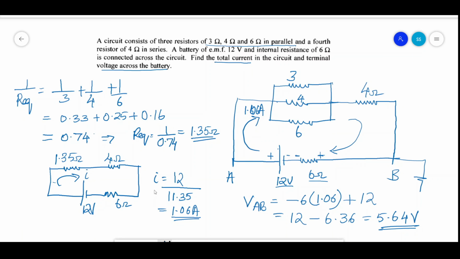So we have got two answers now. That is, the total current taken by the circuit is equal to 1.06 ampere, and the voltage across the battery is 5.64 volt.